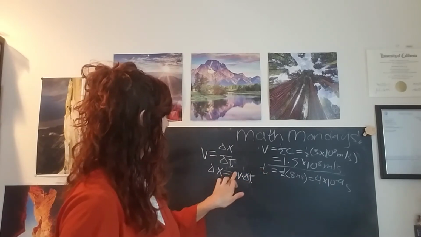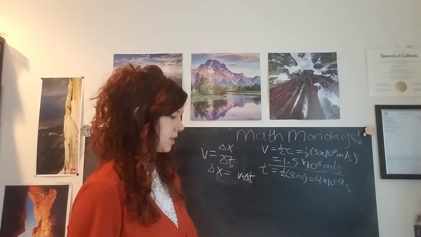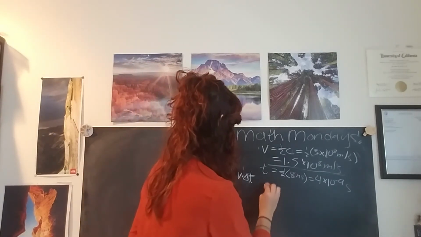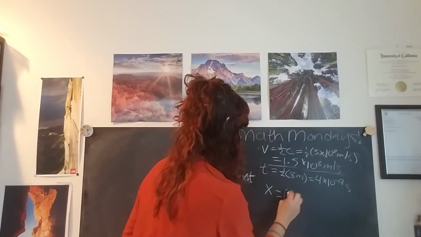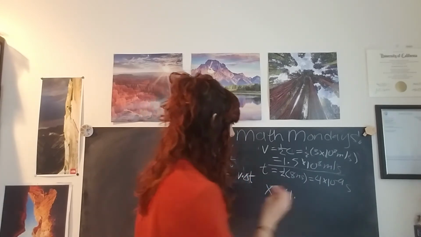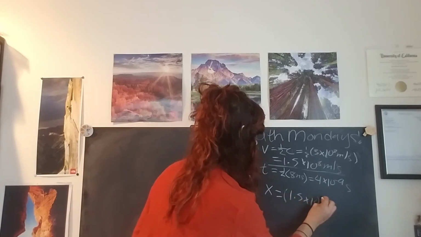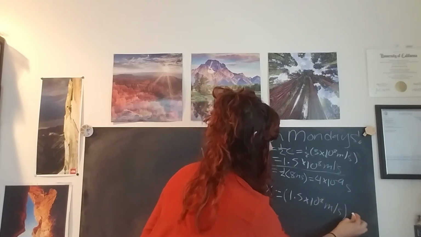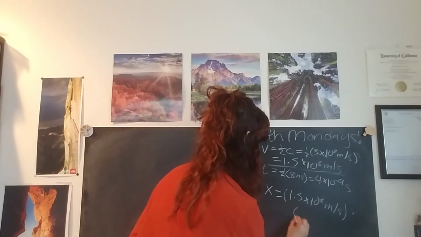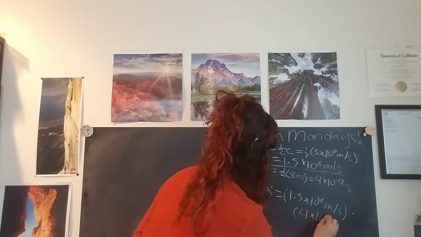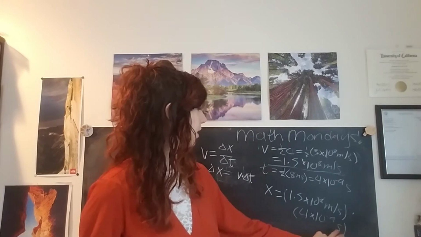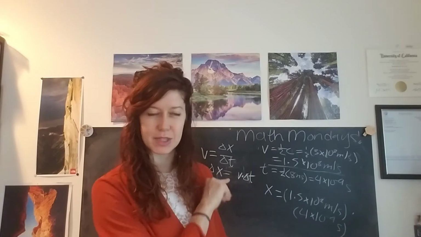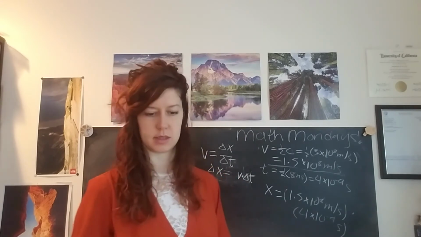And since we know what we're talking about, we can get rid of these deltas, because I like to be lazy sometimes. That's okay. So to solve for x, we just multiply the speed, 1/2 the speed of light, 1.5 times 10 to the 8th meters per second, times 4 times 10 to the negative 9th seconds. And right away we see the seconds will cancel, and our units will be meters, which is good because meters is a unit of distance.